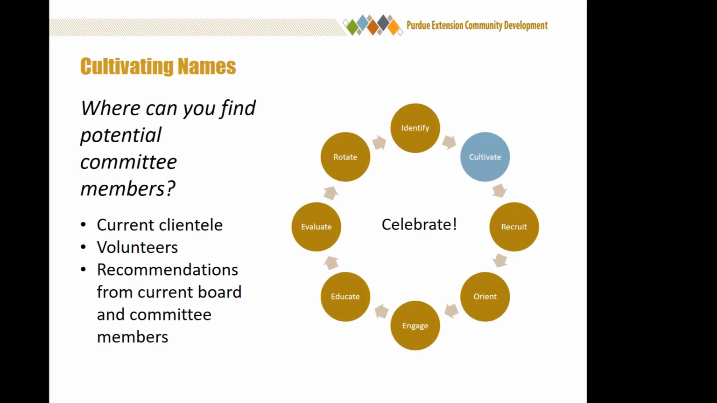The next step in the cycle of board and committee development is the cultivate step, and it is about finding names of potential committee members. Ask current board or committee members, extension staff in your office, volunteers, and current clientele, as well as others for potential member names. Make sure to think about how to involve underrepresented and underserved groups in your county on the Program Area Advisory Committee.